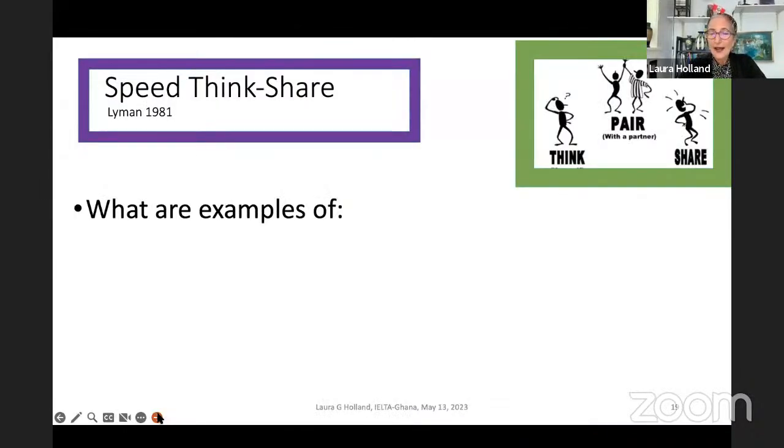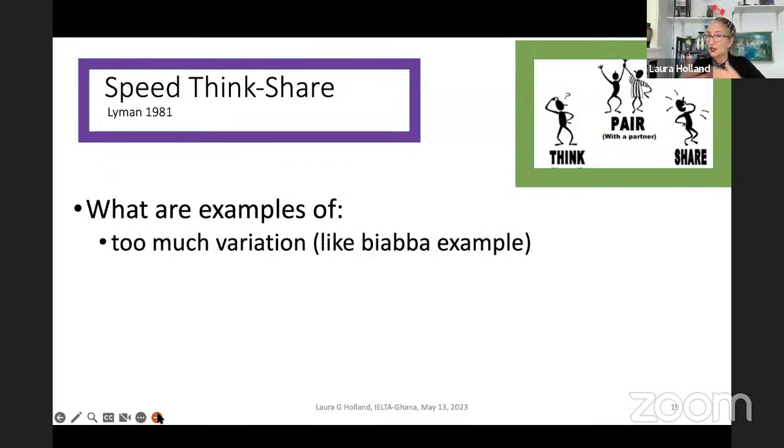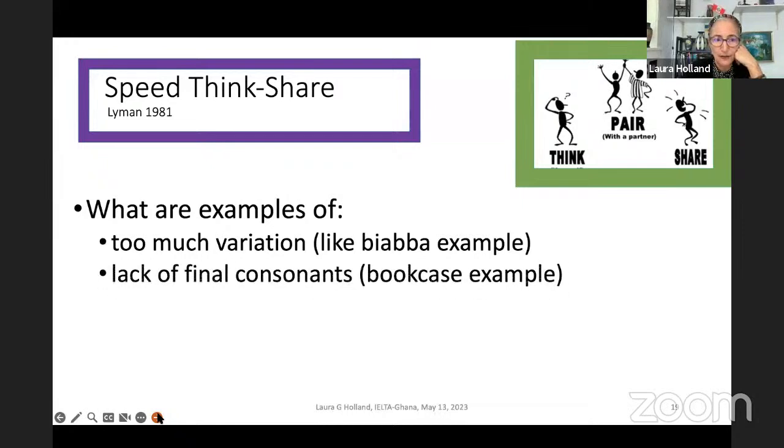So now go ahead and think for a moment, what are some examples of too much variation? Do you have any examples? You can put them in the chat now. Do you have any examples of something like the Bayaba example, where there's just too much variation? You can go ahead and put that in the chat. Or, I'll give you all the different choices and you can put them all in.